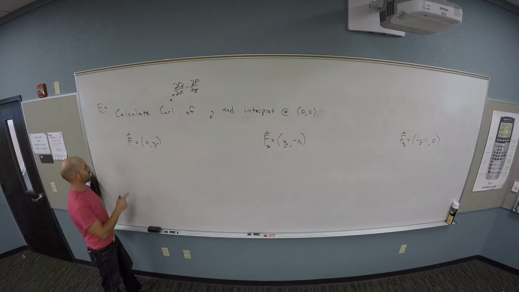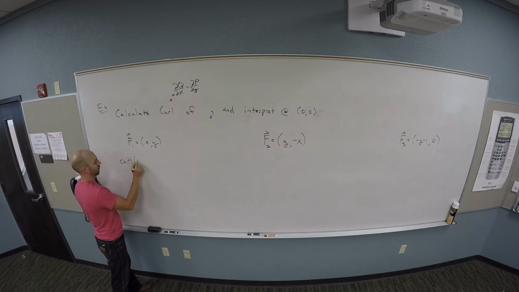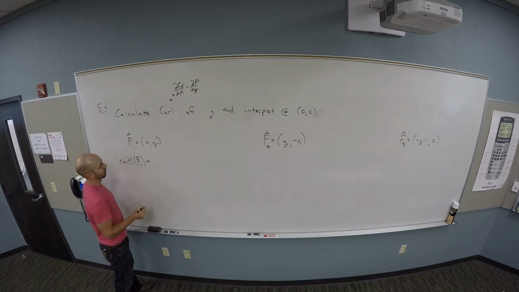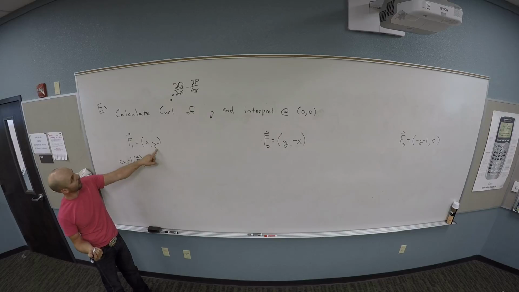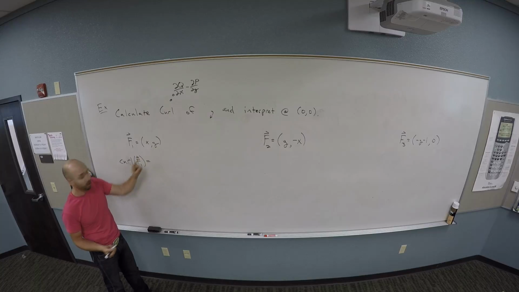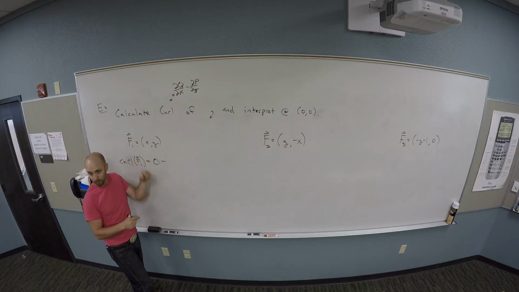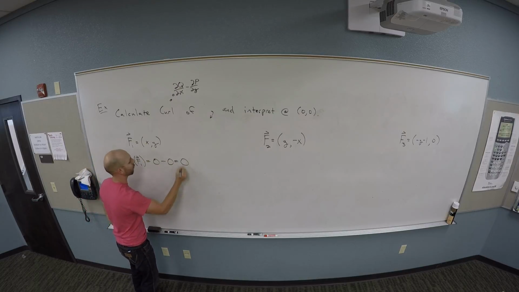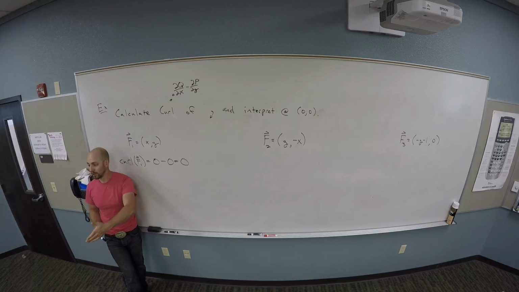Okay, so what's the curl of F1 here? F1 is x comma y. The partial of y with respect to x is 0. And then I need to subtract the partial of x with respect to y, also 0. So I got 0. What does that mean? Yeah, there's no spinning, right?